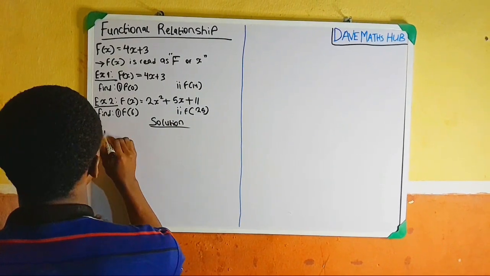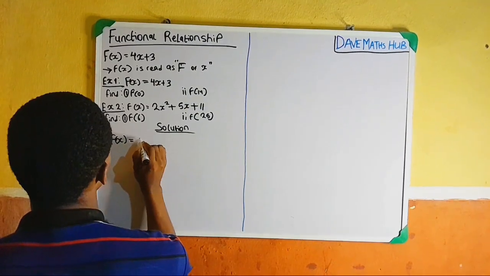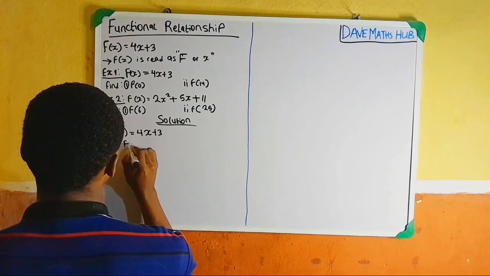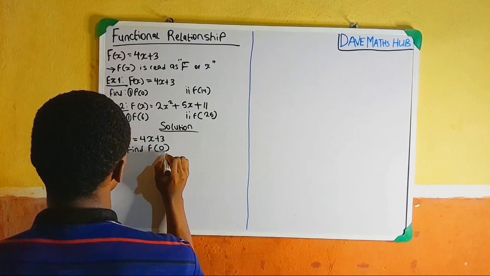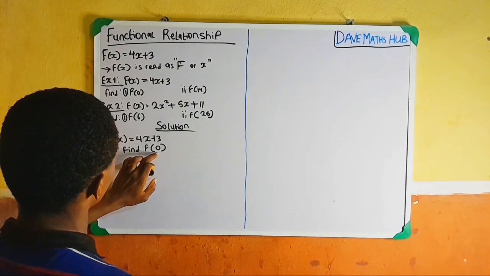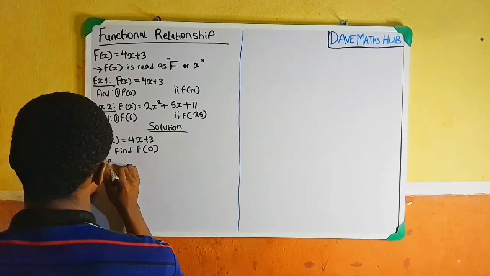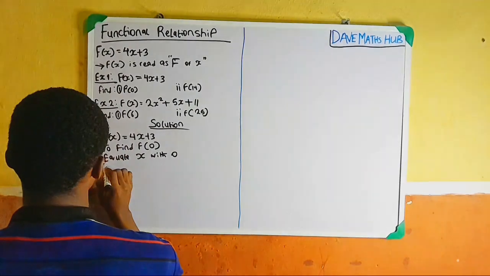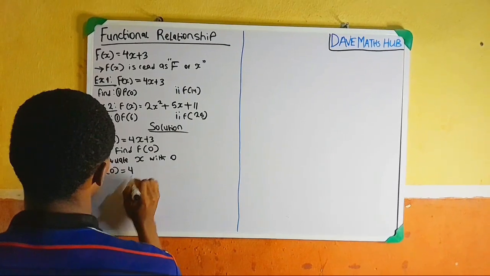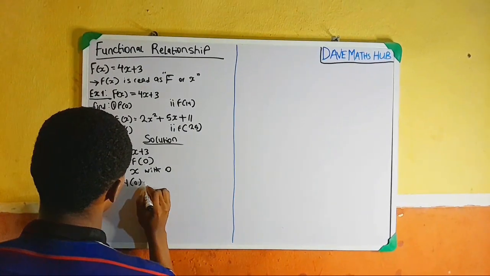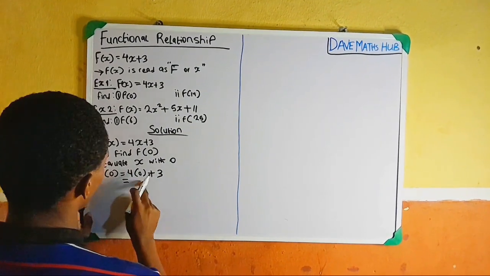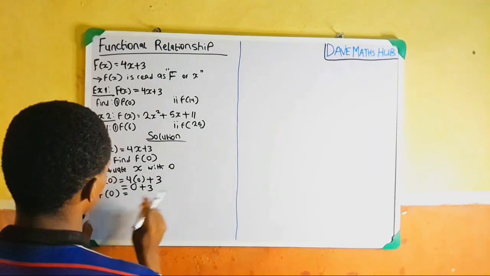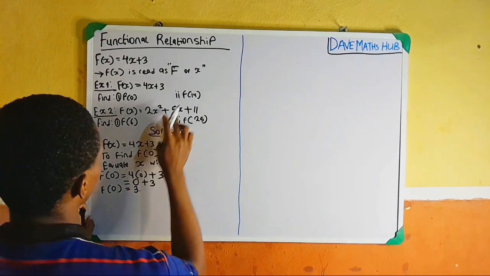For example 1, f of x equals 4x plus 3. Using the first one to find f of 0, we equate the x with 0, whereby we have f of 0 equals 4 times, x is here again, so make it 0, plus 3, which is equal to 4 times 0, 0, plus 3, whereby f of 0 equals 0 plus 3, 3.